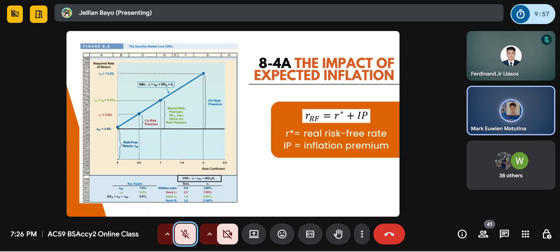Okay, next. The next graph is all about risk aversion. The graph talks about how investors become more risk averse. When the investor becomes more risk averse, the market risk premium rises, and then the SML becomes steeper.